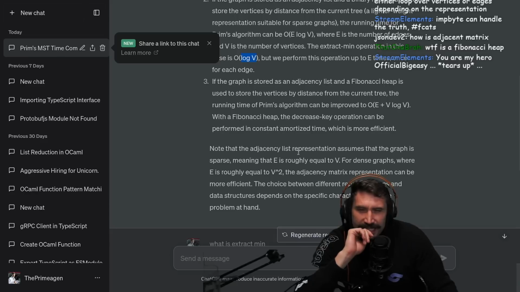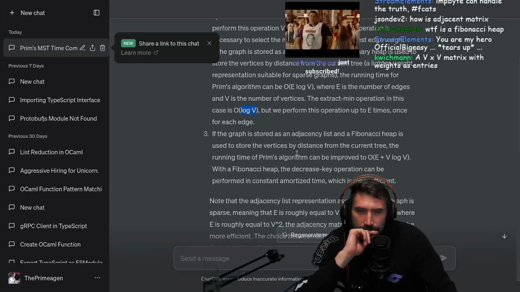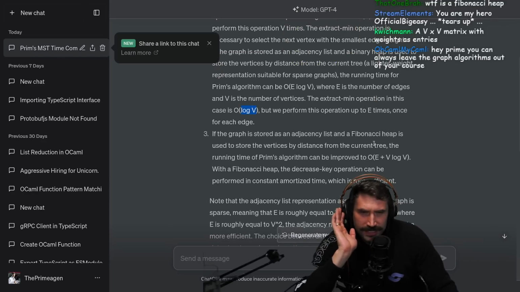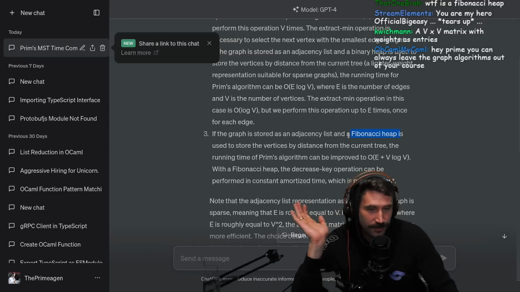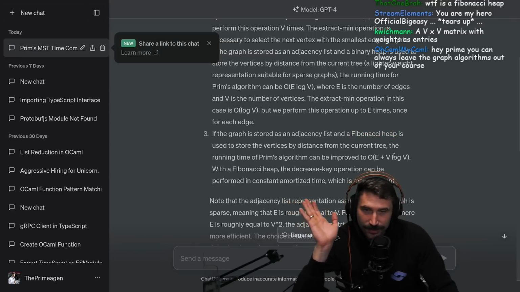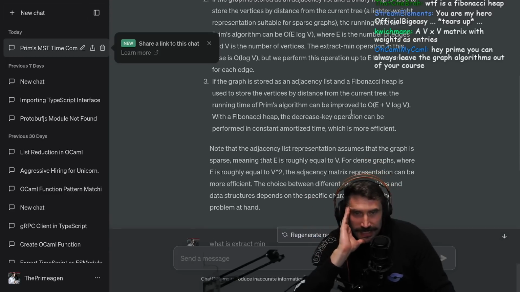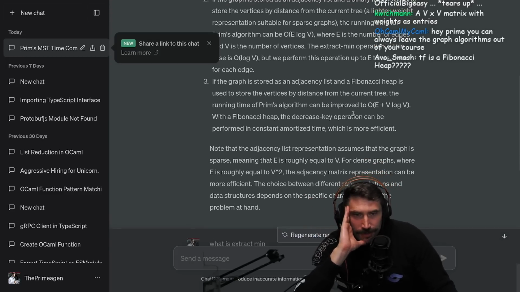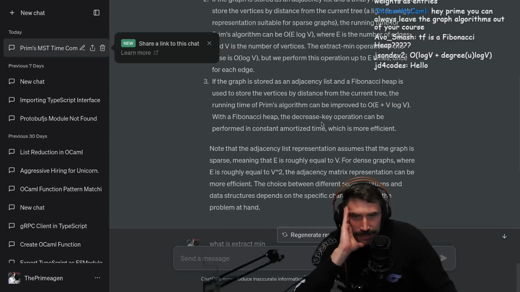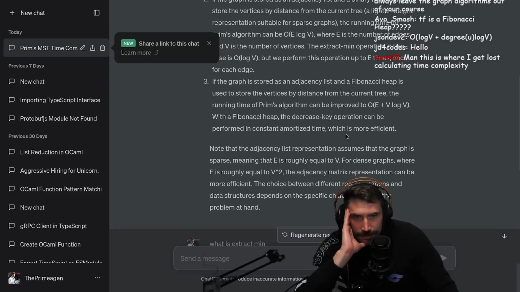I think I see that one. If the graph is stored as an adjacency list in a Fibonacci heap, which, by the way, I cannot do Fibonacci heaps, okay? Those are crazy. It is used to store vertices by distance from the current tree. The running time of Prim's algorithm can be improved to E plus V log V. With the Fibonacci heap, the decrease key operations can be performed in constant amortized time, which is more efficient.